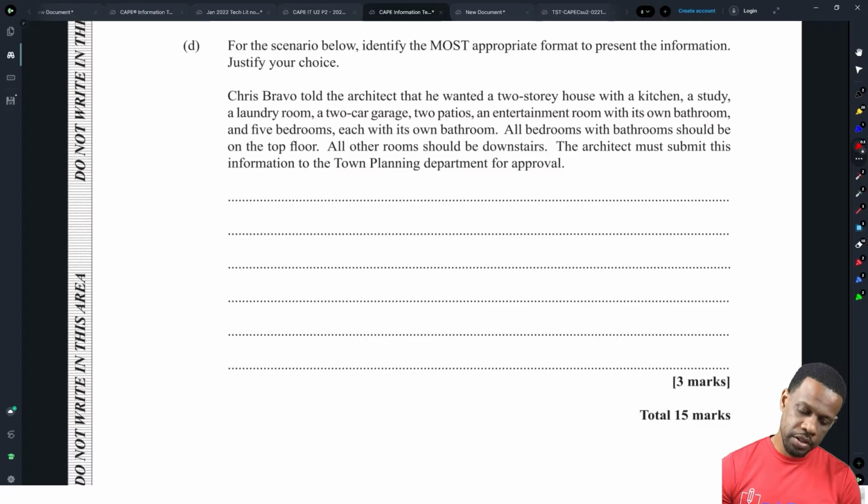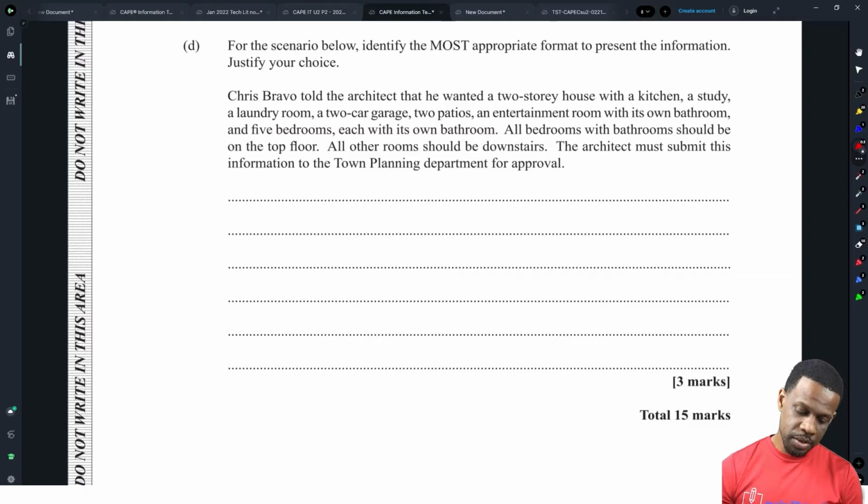Alright, for the scenario below, justify the most appropriate format to present the information. Justify your choice. Okay. Chris Bravo told the architect that he wanted a 2-story house with a kitchen, a study, a laundry room, 2 garages, 2 patios, an entertainment room. And so Chris Bravo, balling boy. I know that's probably Chris Gayle and Dwayne Bravo merged.